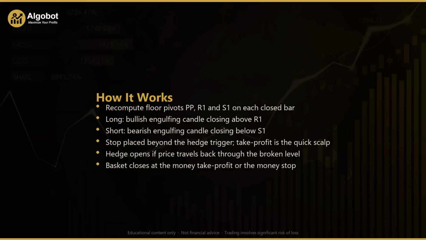Finally, exits are governed by BasketMoney management. Once any exposure is open, the strategy sums the net floating profit and loss. If that figure reaches the basket take profit amount, it closes everything. If it falls to the negative basket stop amount, it flattens everything as a hard ceiling. Remember, trading always involves risk, and losses are a normal part of the process.